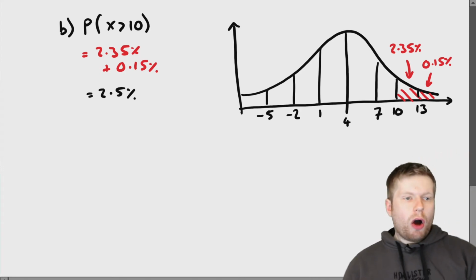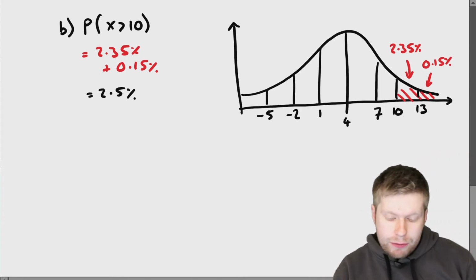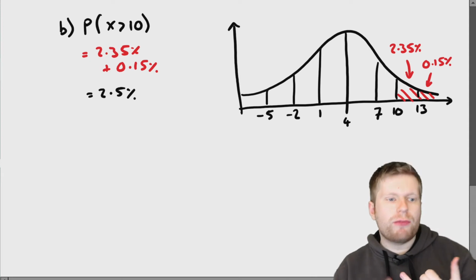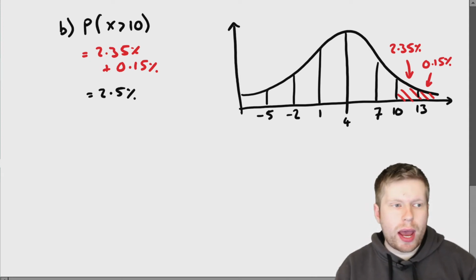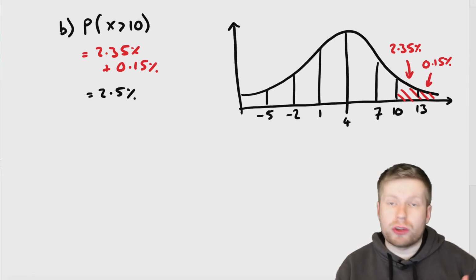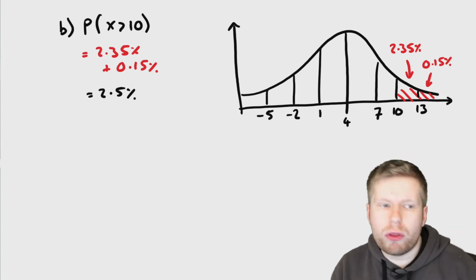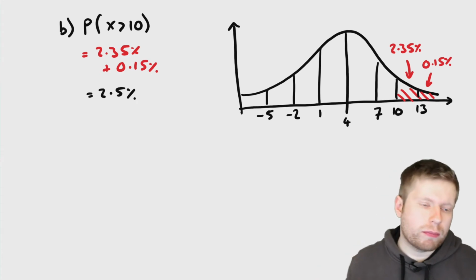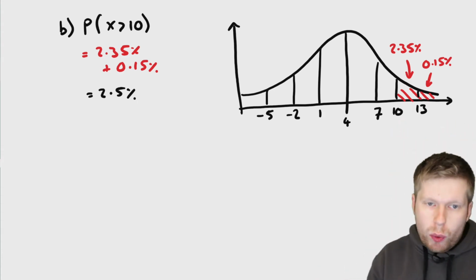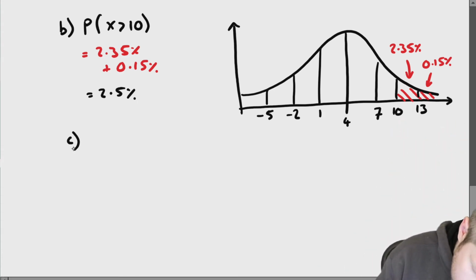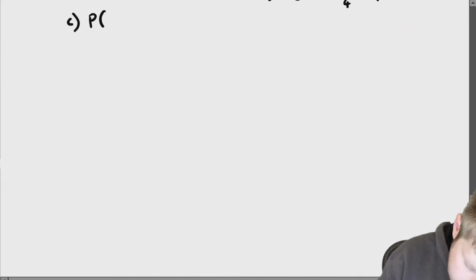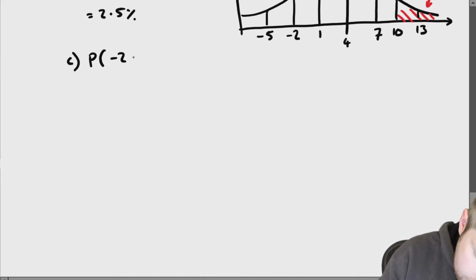So the probability of ending up with a value which is more than 10 for this particular distribution with a mean of 4 and a variance of 3 squared should basically be about a 2.5% chance. Or another way of interpreting that, 2.5% of your data should lie more than 10 above, okay? If I want to look at a between probability, okay, so let's have a look at this one. So the probability that I'm looking at a value between negative 2 and 7.